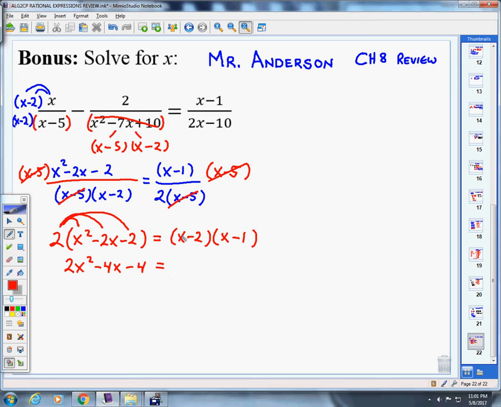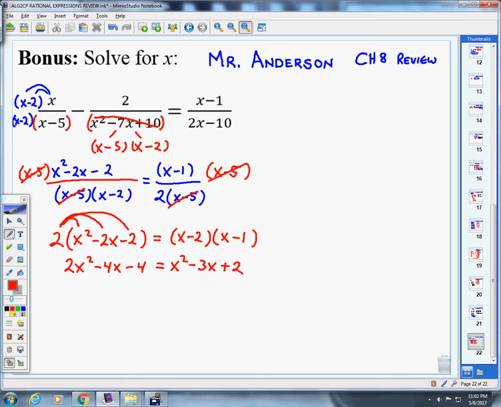All right, and this equals, we've got to FOIL this out. First is x squared. Outside is negative 1x. Inside is negative 2x. So negative 1x plus negative 2x gives me minus 3x. And then the last would be negative 2 times negative 1, which would be a positive 2.